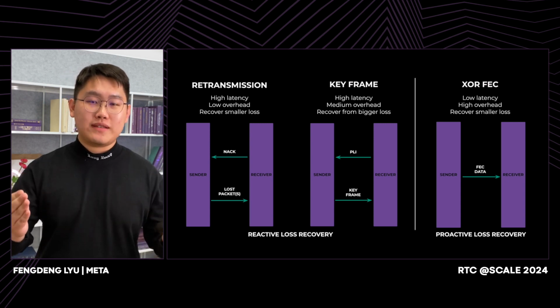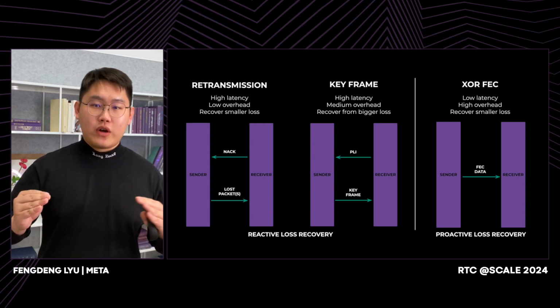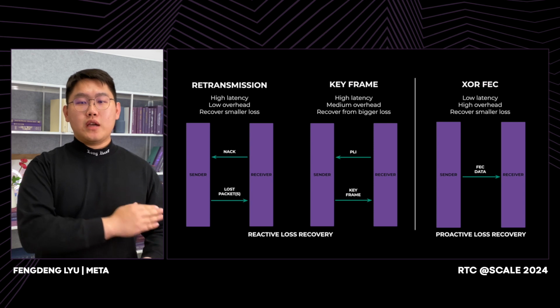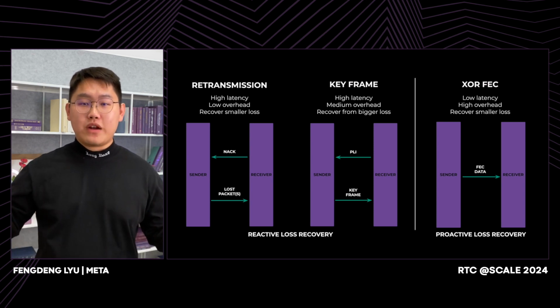But as you can see, it takes a lot of traffic. So in production, it's not very rare for us to take half of the overall traffic for FEC, which could have been allocated for much better video quality.